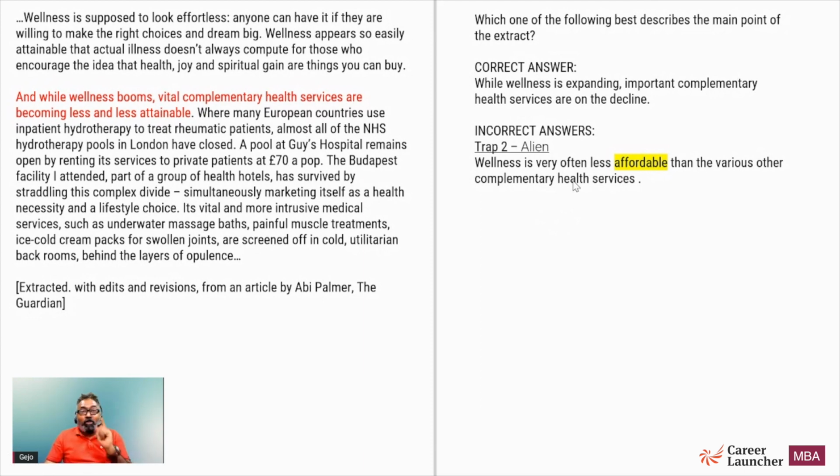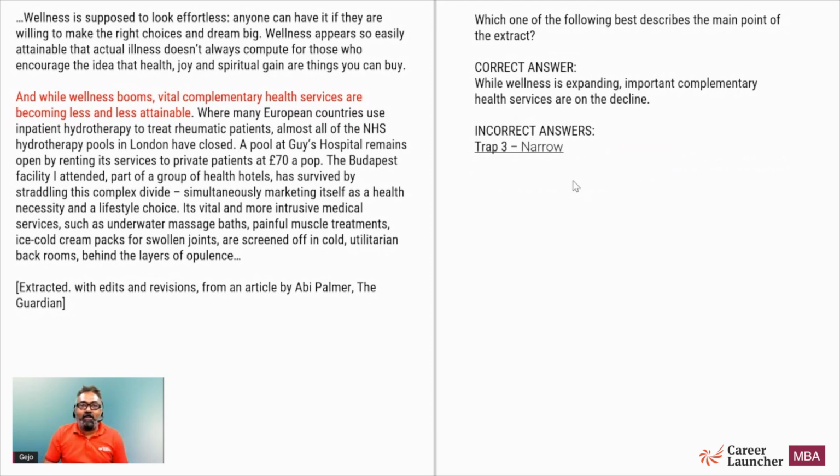Trap 3. This is a crazy trap. Okay, the third one. Difficult to make, but a crazy trap. We can narrow the context. Yes, the specific context is very important. Wellness booms, vital complementary health services becoming less and less attainable. That statement is a general statement. That statement does not pertain to one part of the world. Though the examples that are given are examples from European countries. But the statement in itself, that while wellness booms, vital complementary health services are becoming less attainable, is a broad statement.